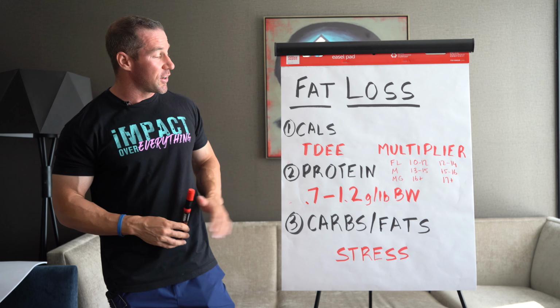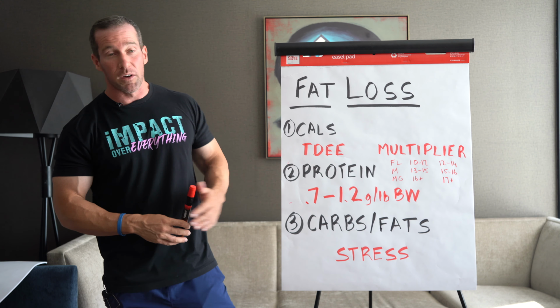Once we understand calories, now we want to step into protein. Protein's relatively simple. We are going to take your body weight in pounds. Again, so for anybody international watching this, convert your kilos to pounds. We're going to take body weight in pounds, and we're going to take 0.7 to 1.2 grams per pound. That's going to be your daily intake.